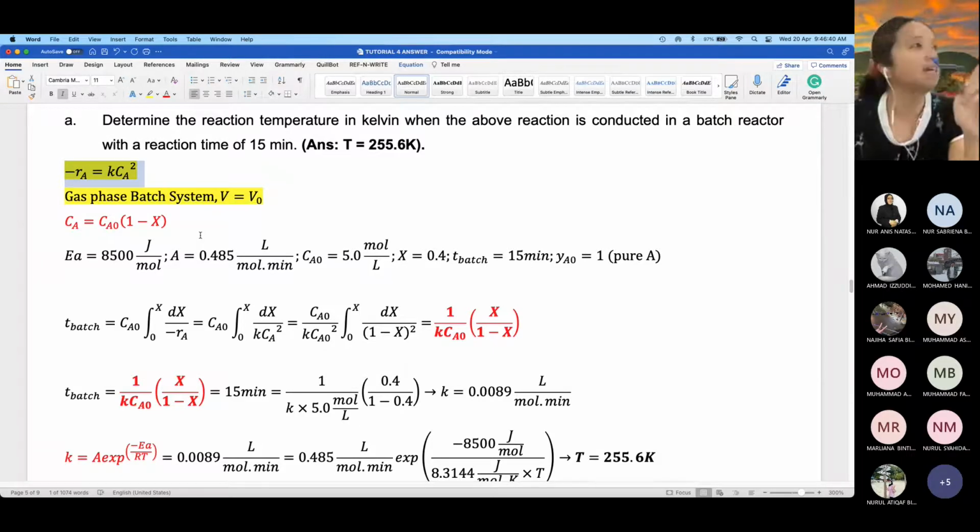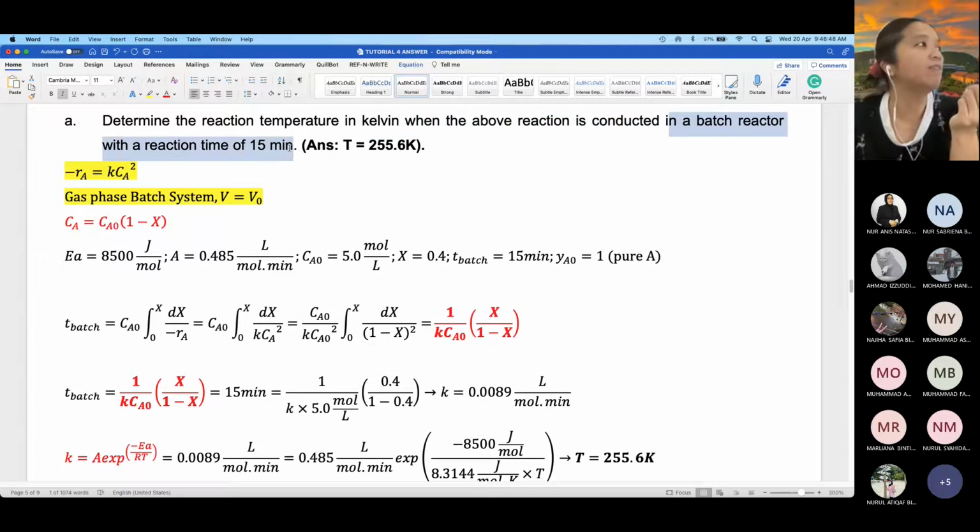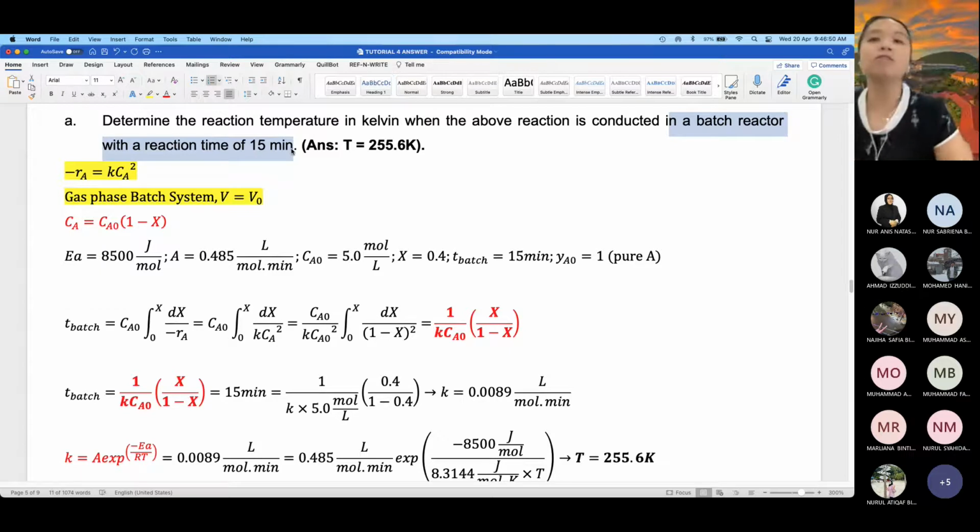One. Second, you check back other information. Dia kata, conducted in a batch reactor with a reaction time of 15 minutes. So you have already learned before kan, kalau ada reaction time, mesti melibatkan batch reactor. Of course, it involves a design equation. Design equation mesti ada rate law. So you know the relationship, okay? Saya tahu K ada dalam rate law. Saya tahu rate law tu ada dalam design equation.